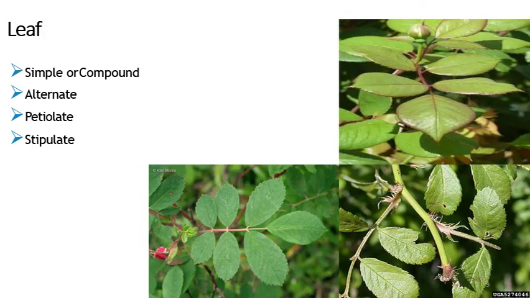The leaf of the Rosaceae family may be simple, or in some cases it may be compound. As you know, a leaf in which the lamina is divided into a number of separate leaf-like parts called leaflets is referred to as a compound leaf. And in simple, we have a single lamina only. In addition to this, the arrangement of leaves in the Rosaceae family is opposite or alternate.